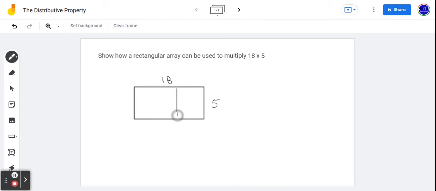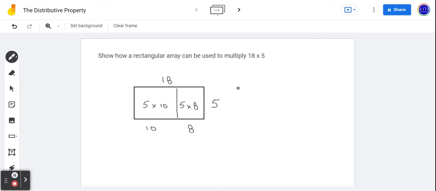If we were to split the rectangle into two parts, we could label one length as 10 and the other one as 8. So we can see that the area of this portion would be 5 by 8, which gives us 40, and this piece here would be 5 by 10, otherwise 50.